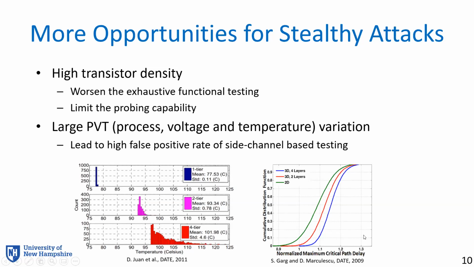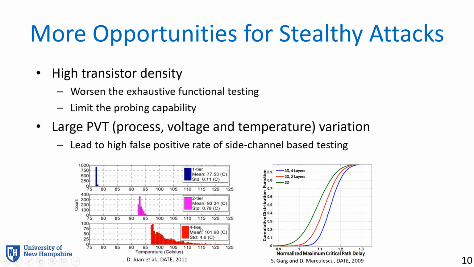For example, if you're using delay-based testing as a side channel signal, you will see that in multiple-dimension, or 3D, integrated circuits, the critical delay will have larger variations. Same thing for the temperature. If we only have one tier, the temperature variation is around 77 degrees. If you have more tiers, like 4 tiers right here, the temperature variation can change from 95 to 101. Such larger process variations will also cause another problem: if we increase the noise margin in our testing or functional verification, that relaxation will leave room for attackers to hide their attack effects.